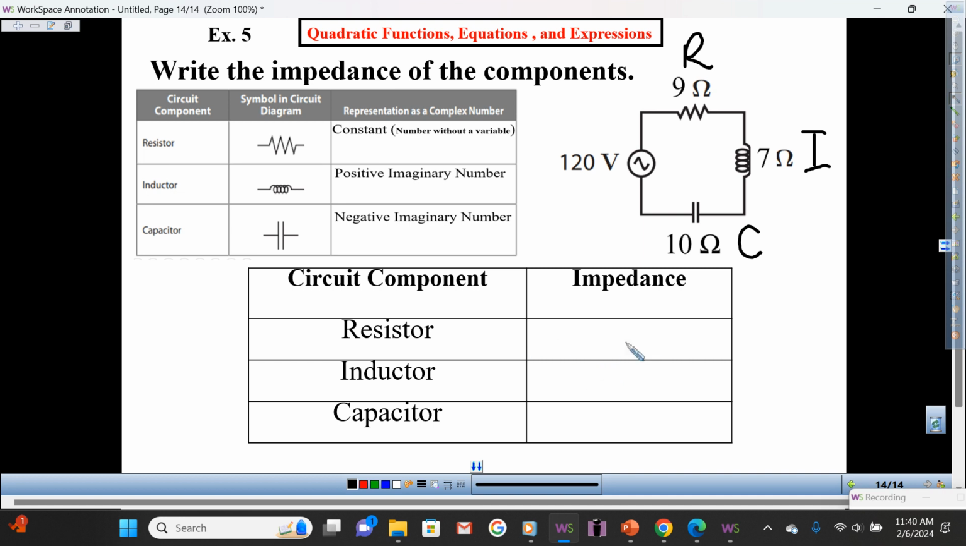Martin, what do I write for resistor? For inductor? 7I. And capacitor? 10I. What are you missing though? Negative. That is correct. Remember, the capacitor is the only one that's a negative imaginary.